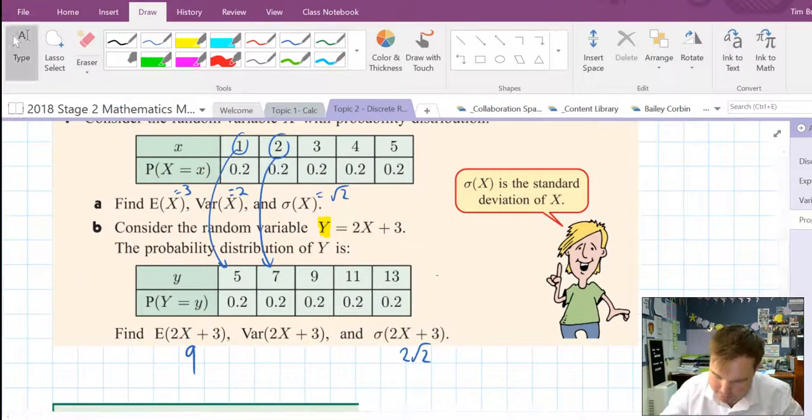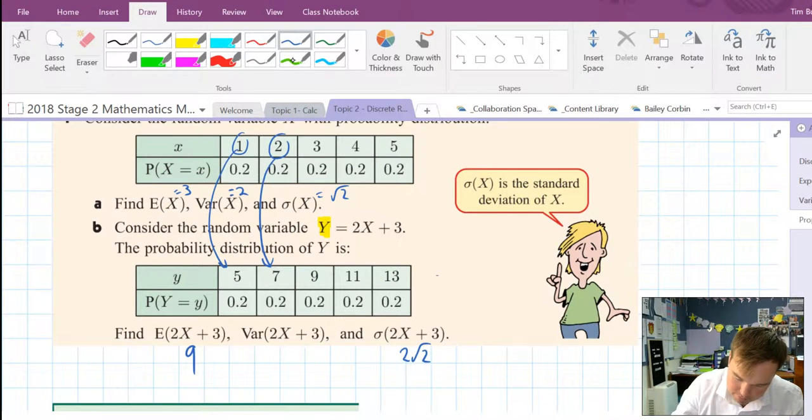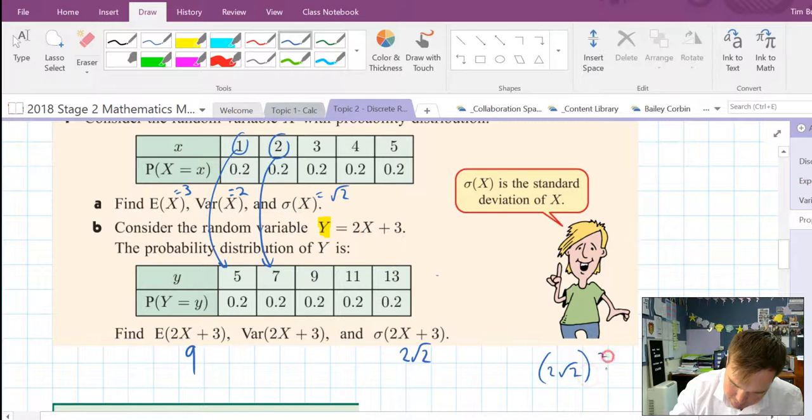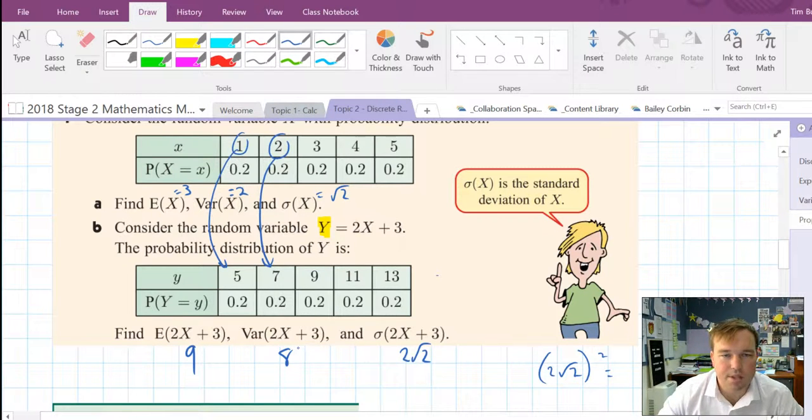Variance there being standard deviation squared. Well, if you square that, you get what? 4 times 2 is 8. 8. No, 4. Bear with me. Brain's not working. 2 squared times 2 is 8. Alright. So, what's the relationship between these two?